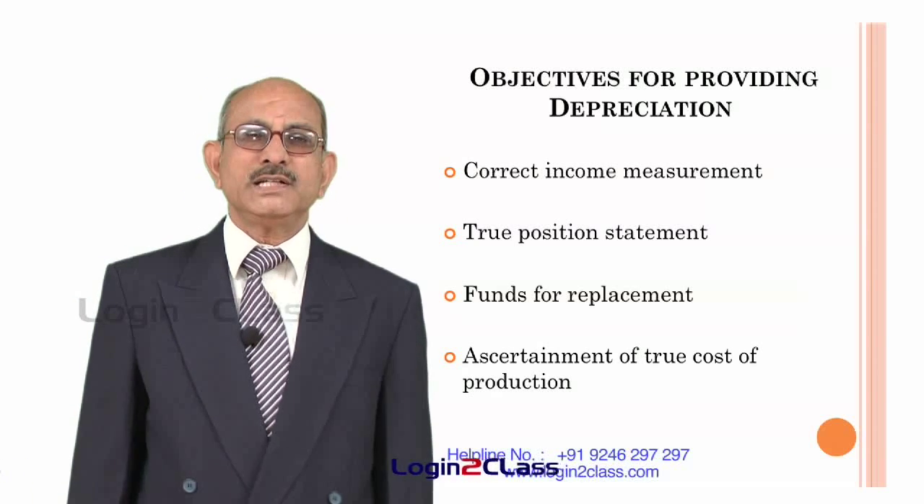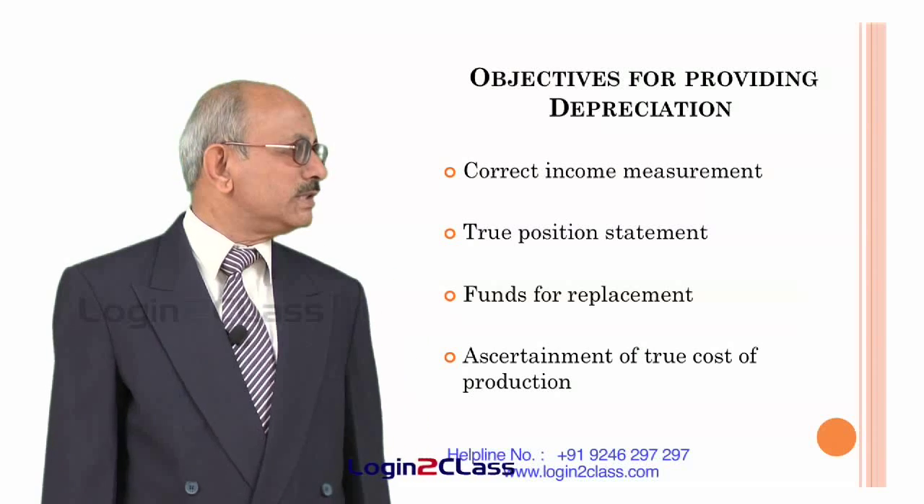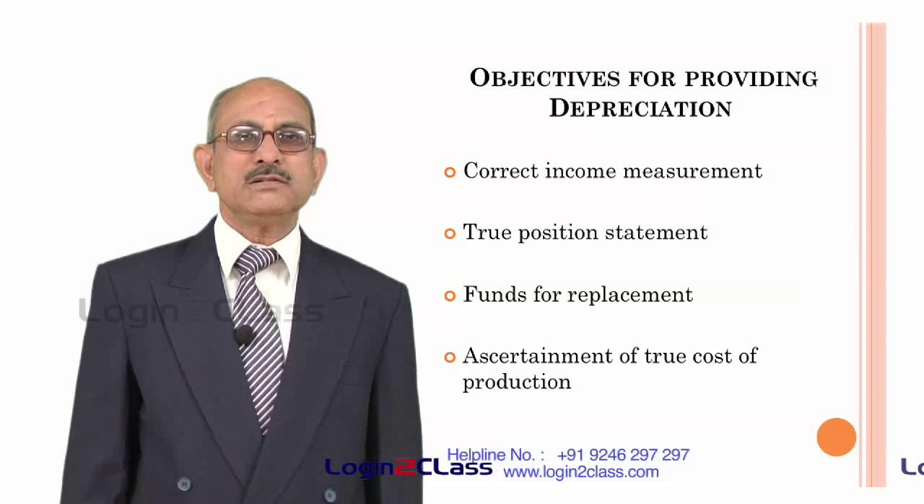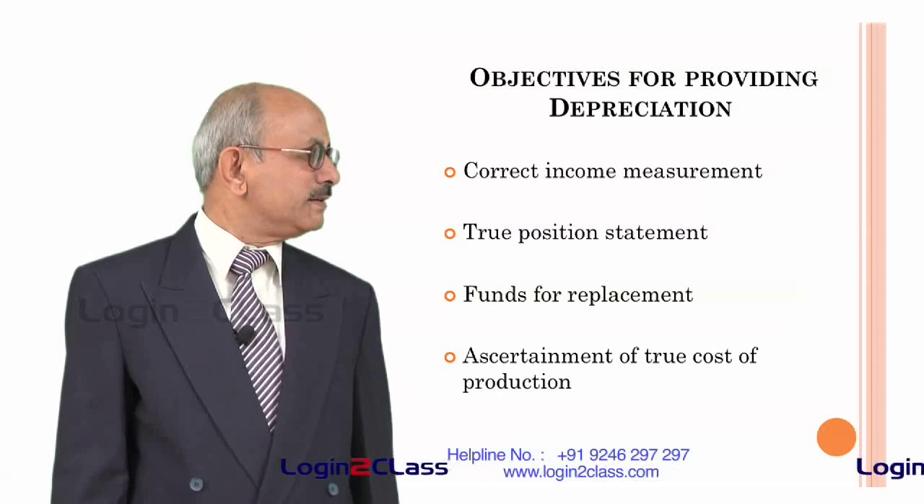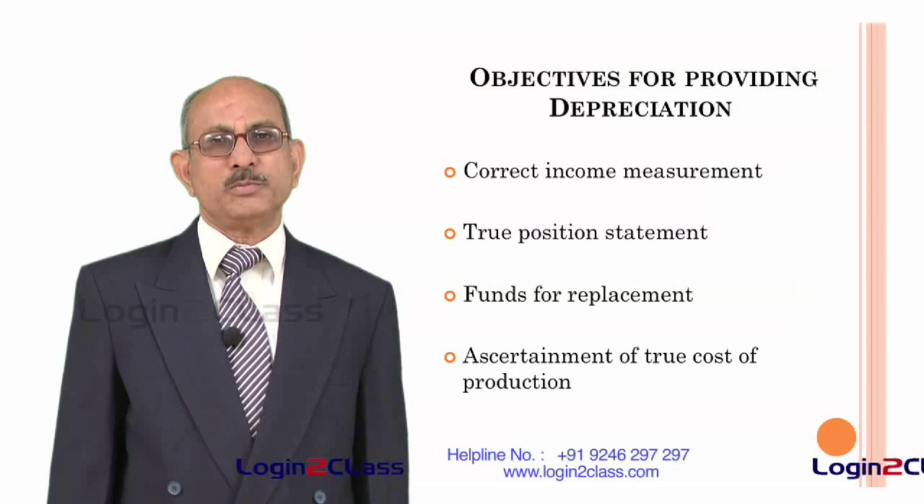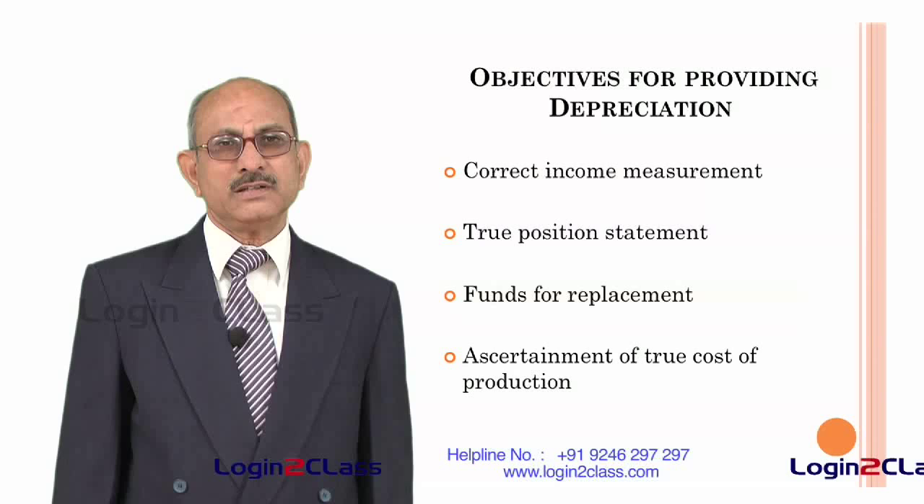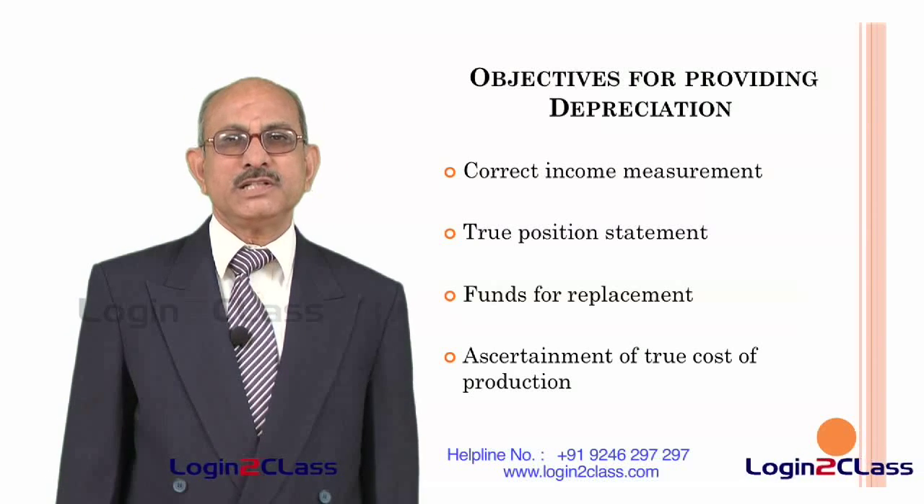And since depreciation is an item of expenditure, it needs to be included. So, these are the four important objectives of providing depreciation in the books of accounts of an entity. And now having learnt that depreciation needs to be provided for achieving the objectives, we have to find out as to how to measure depreciation.